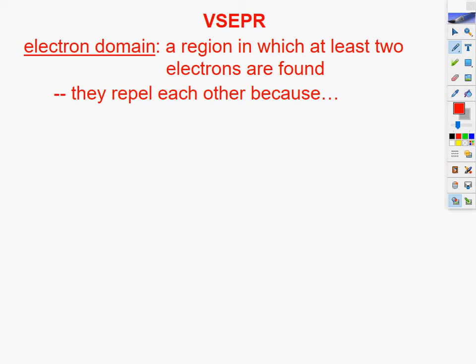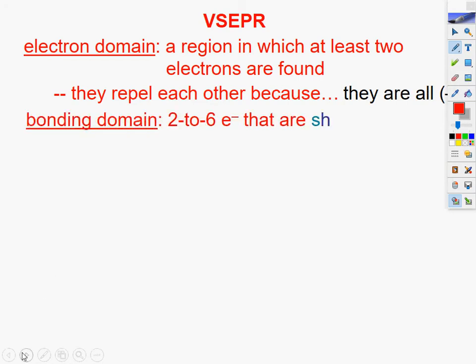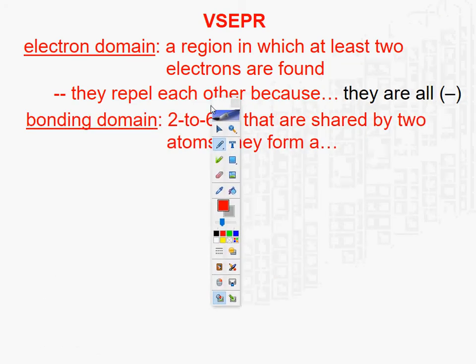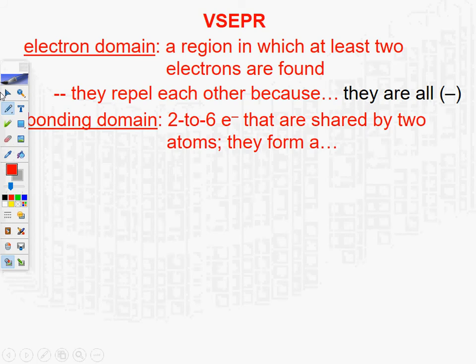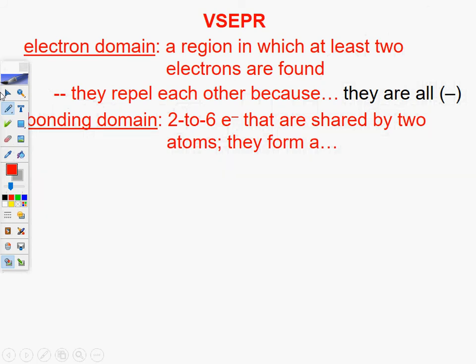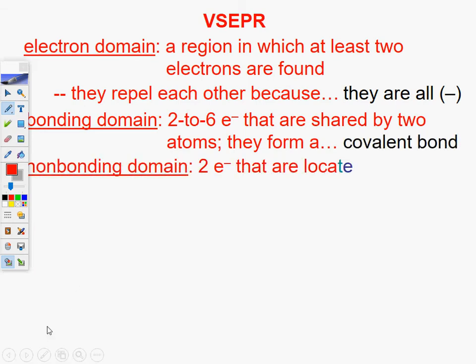So VSEPR. Electron domain: a region in which at least 2 electrons are found because they repel each other. Why do you think electrons are going to repel? They don't like each other. They're all negatively charged. Bonding domain, 2 to 6 electrons, shared by 2 atoms, form a covalent bond.